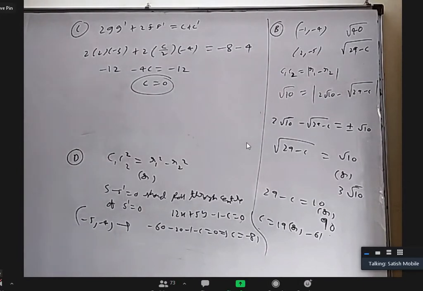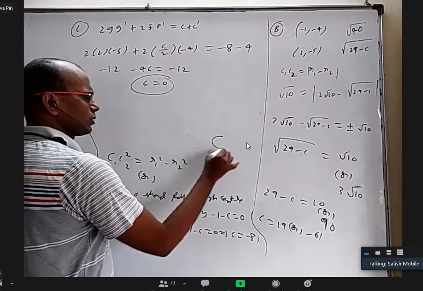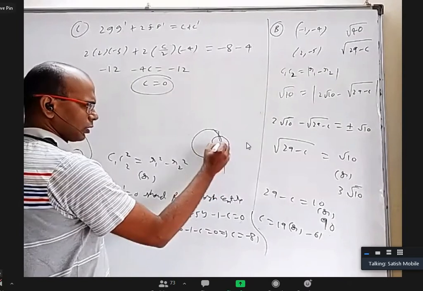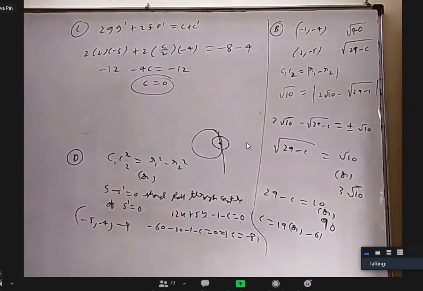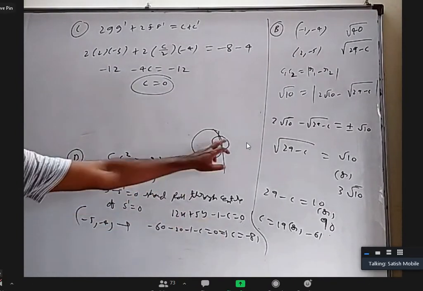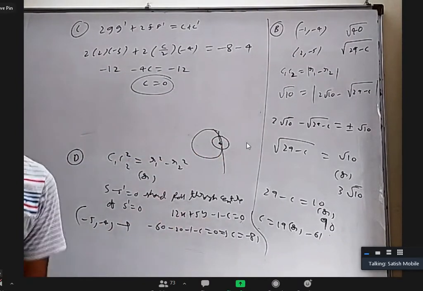And this is for whenever one circle is to be bisected, its circumference by another circle, the common chord should be the diameter of that second circle, which is getting bisected. So I subtract the two circles, and that should pass through the center of the second circle, which is minus 5 comma minus 2.